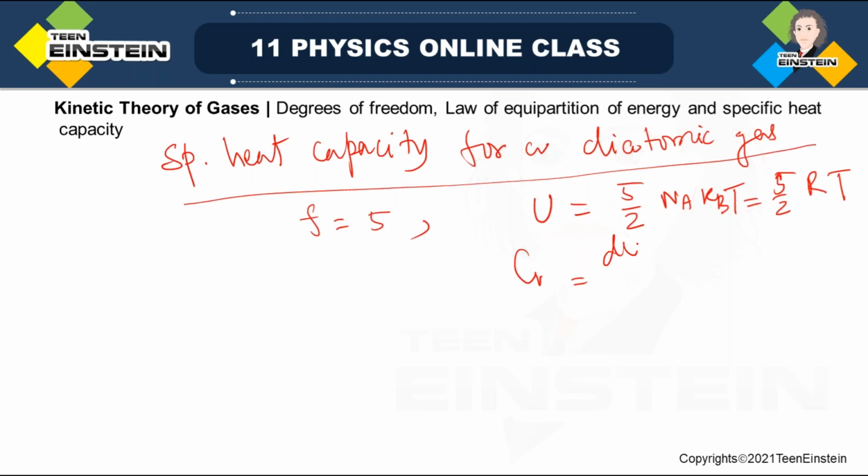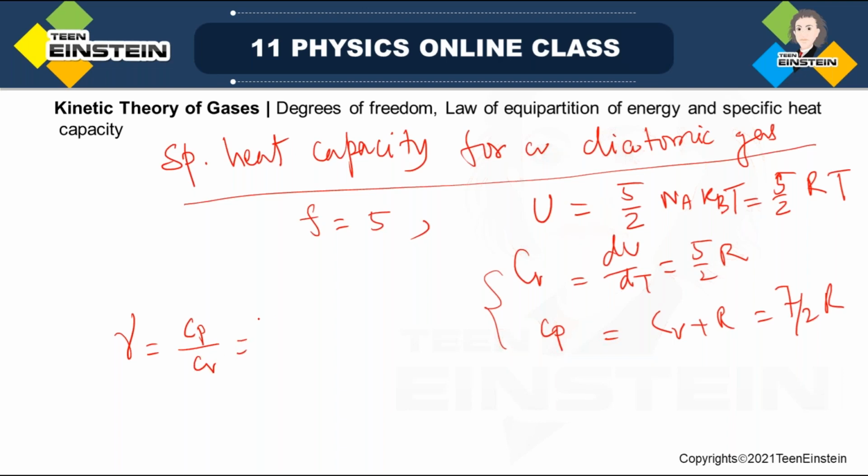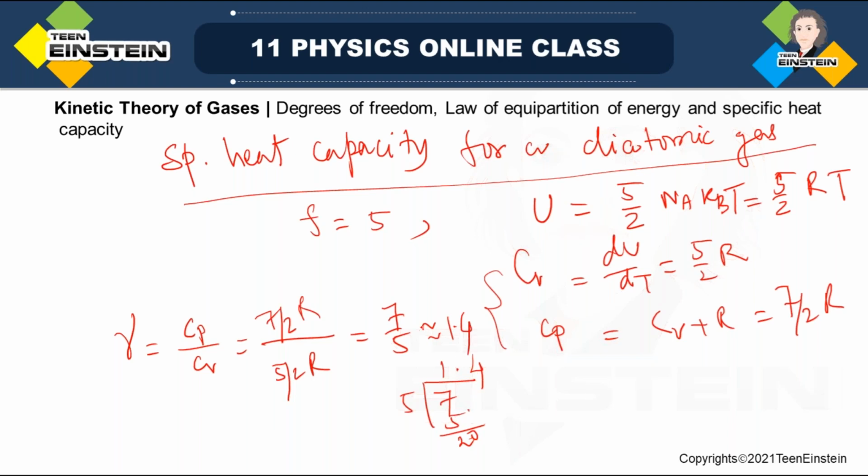So Cv will be dU/dT. That means Cv is equal to 5/2 R, and then Cp will be Cv plus R in a similar way. So you'll get 7/2 R. Now you have got the molar specific heats at constant pressure and constant volume both. Now you can find the gamma for a diatomic gas. Cp by Cv is equal to 7/2 R divided by 5/2 R, so it will be 7/5. That is exactly 1.4 for a diatomic gas.